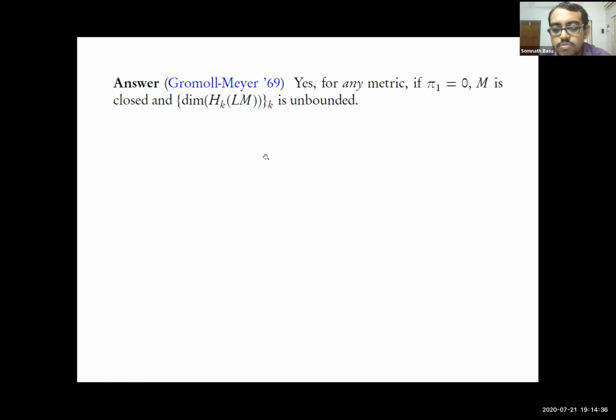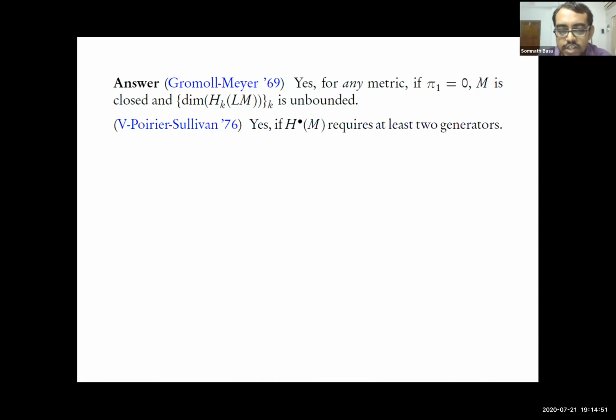This sequence has to be unbounded. So it basically boils down to knowing how to calculate these things and checking whether these are unbounded at all. If that happens, then yes. Okay. So in general, how do you even check something like this is true?